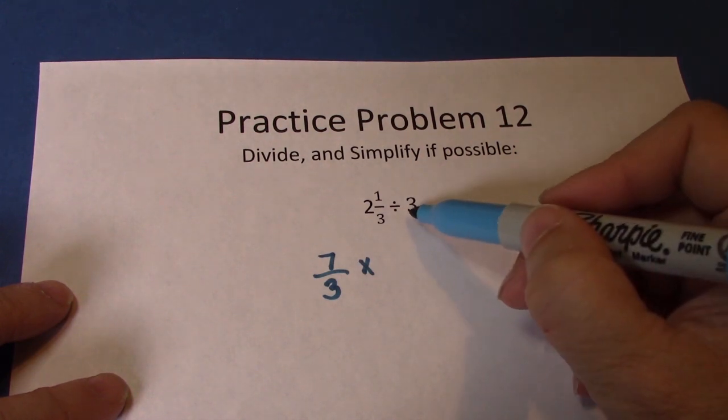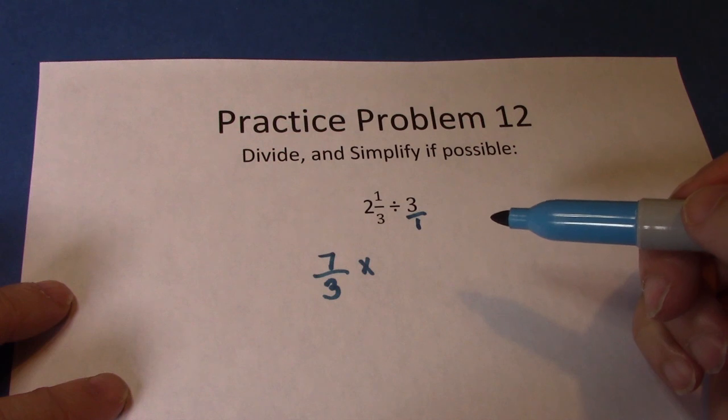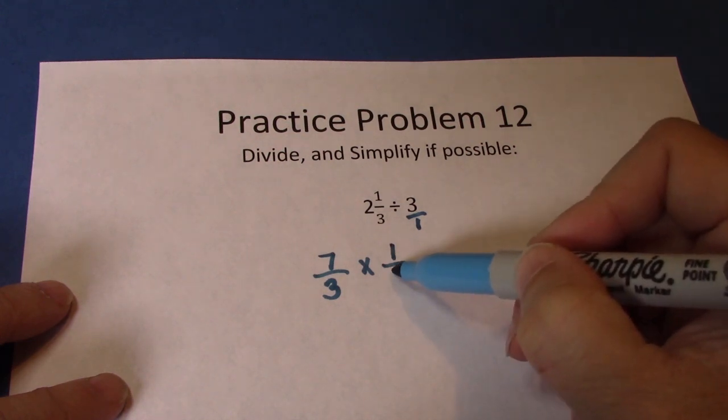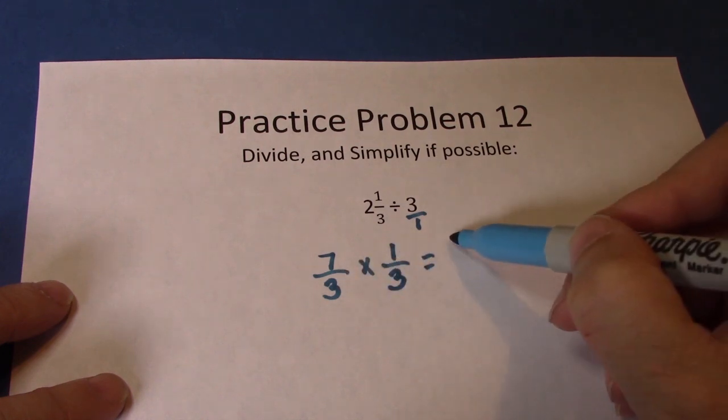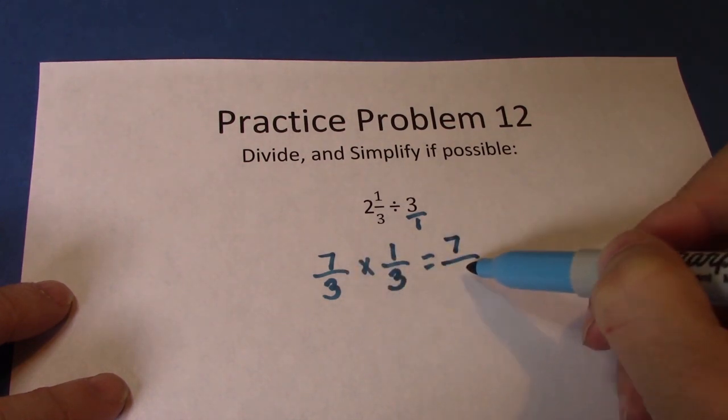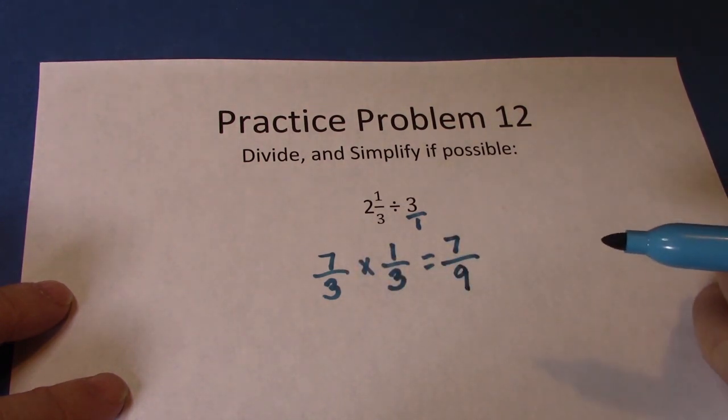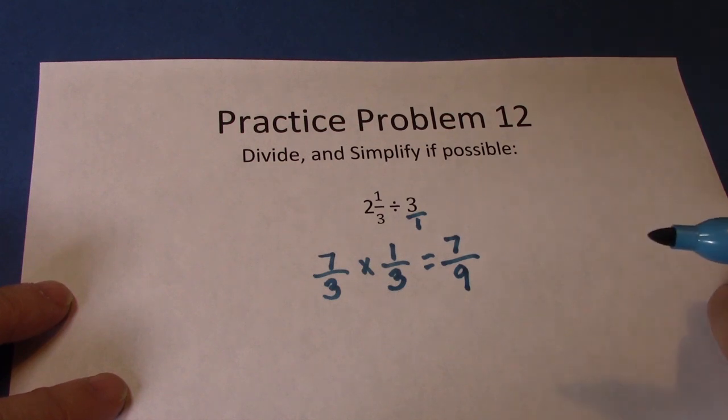Well, what am I really flipping? That's really 3 over 1, right? So when we flip it, we're getting 1/3. Now we multiply straight across. 7 times 1 is 7. 3 times 3 is 9. No common factors there. 7/9.